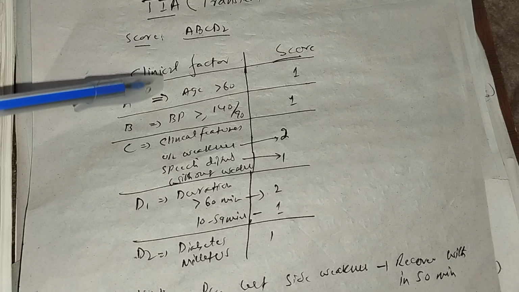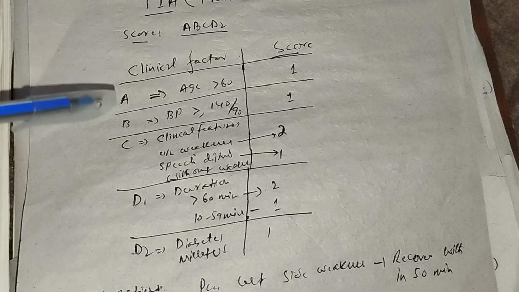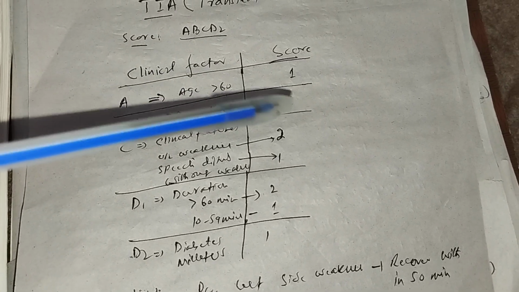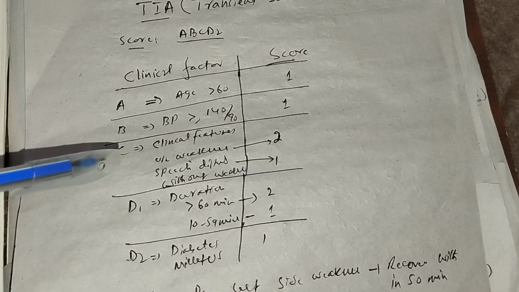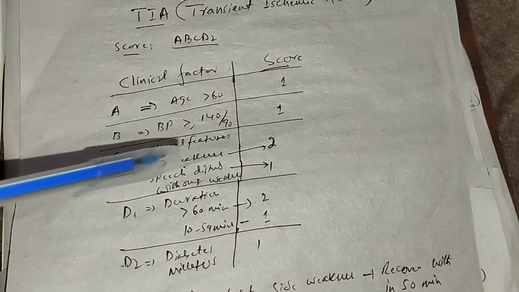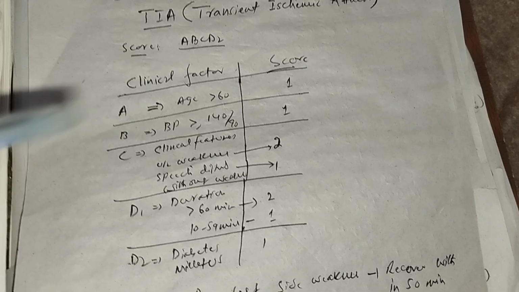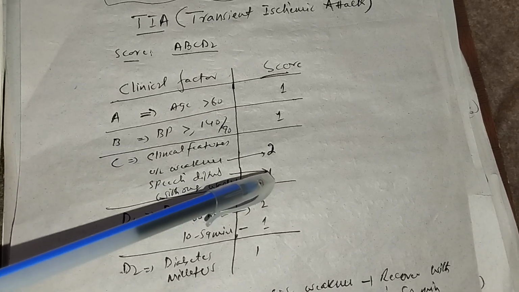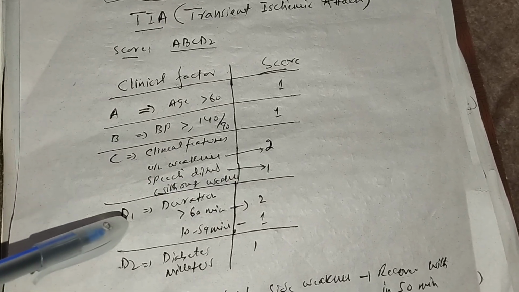A is for age. If age is more than 60, the score is 1. If BP is more than or equal to 140/90, the score is 1. From this C we can say clinical feature. If only unilateral weakness, the score will be 2. And if there is speech disturbance without weakness, the score is 1.